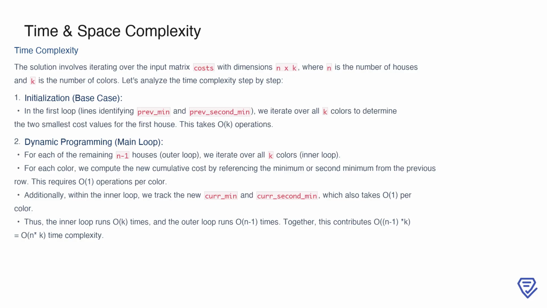Additionally, within the same loop, we track the new minimum and second minimum costs for the current house, which also requires O(1) per color. Since the inner loop runs k times for each of the N-1 houses, the overall contribution of this step is (N-1) * k, which simplifies to N * k for the main loop.